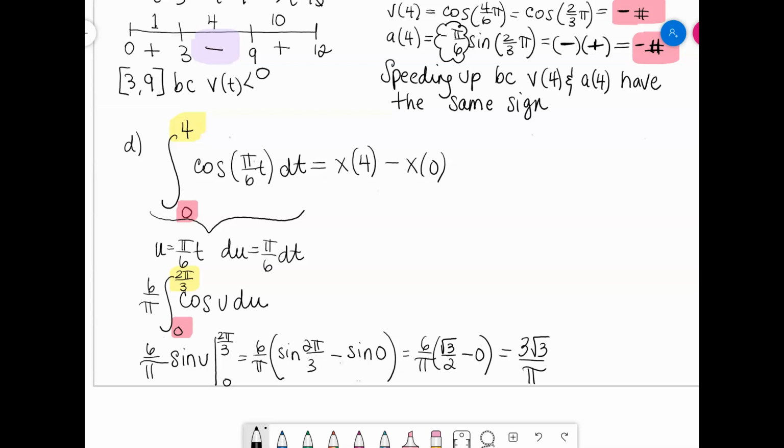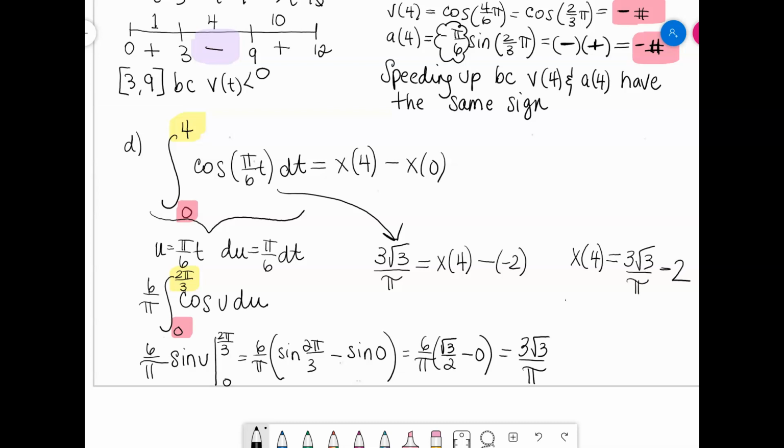So I'm just going to rewrite this again. I'm going to take this right here and let the reader know that I got 3 rad 3 over pi is equal to the position at 4, which is what we're looking for, minus the position at 0, which they told us in the beginning was -2. So the position at 0 is -2. Which means if I want x sub 4 alone, I need to take this minus -2, which is really plus 2, and subtract it to the other side. So x, or the position at 4, is equal to 3 rad 3 over pi, and then we're going to subtract 2. So that's your position at 4.